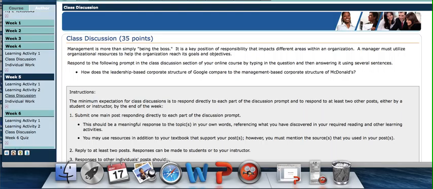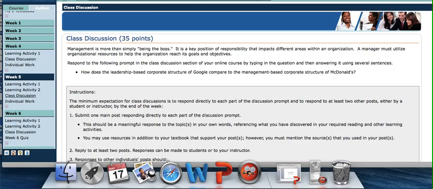For your Week 5 discussion, you are basically going to do research on Google and McDonald's on their organizational structure, and you're going to compare them. That's what you're doing for the discussion. So make sure that you do that in detail on the discussion board and post 2 detailed responses to your classmates, or 1 to me and 1 to a classmate.